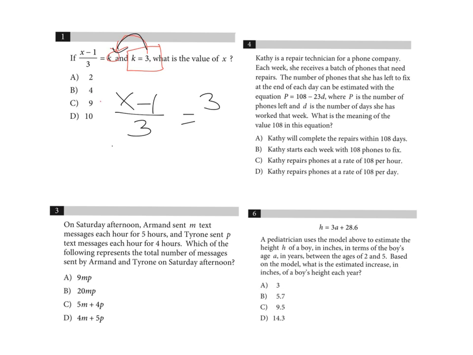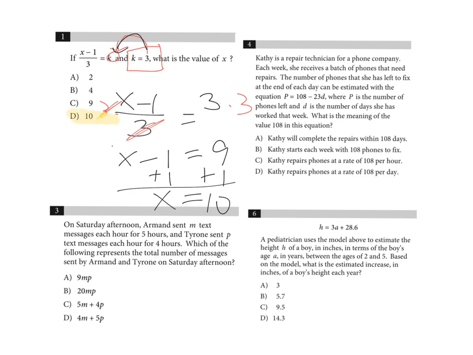I'm going to multiply both sides by 3 to make the denominator of 3 disappear. So here I have x minus 1 equals 9, and then if I add 1 to both sides, x is going to be equal to 10, or answer choice D.